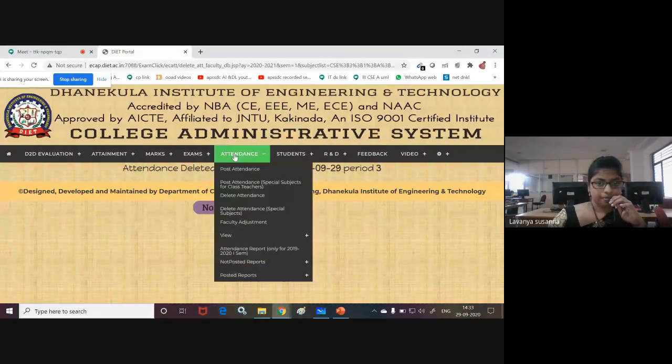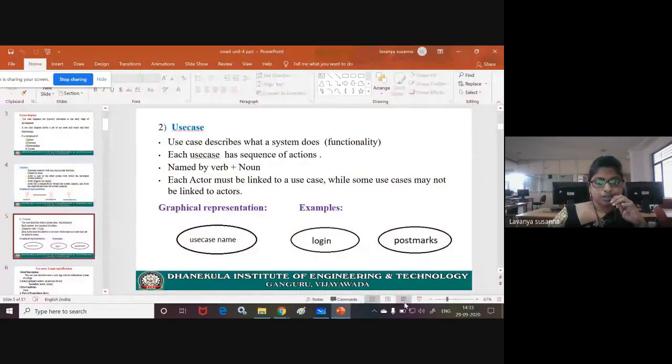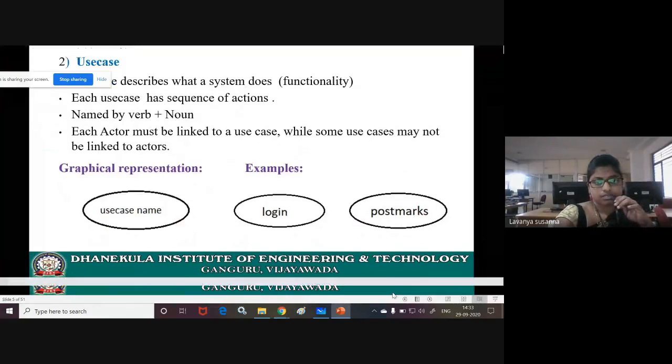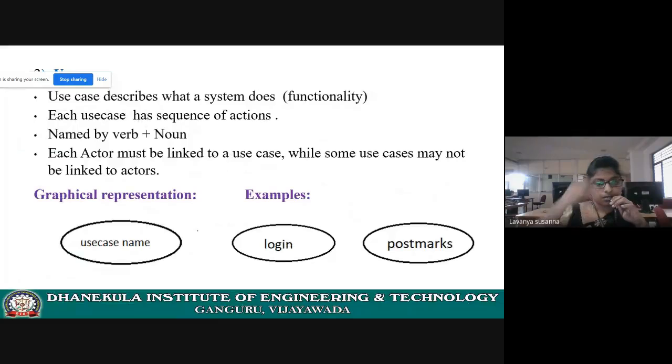Yes, see here. These are the functionalities. I hope you understood. Capture it as a use case. I hope you understood what the use cases are. I took the application like a college administrative system, or information system of a college. We are all using that, right? So it is very easy for you to understand. Next.